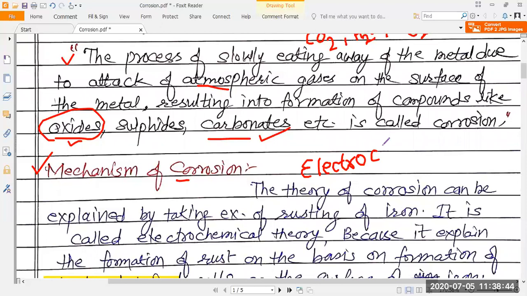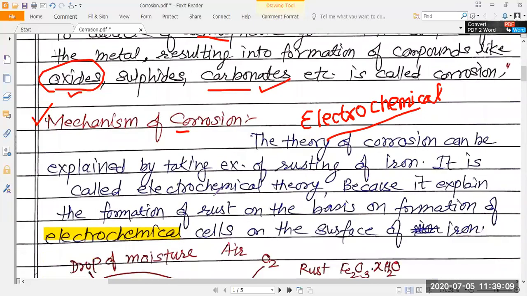So in corrosion, a number of electrochemical cells are developed on the surface of iron. In this chapter, we have to study the corrosion of iron, meaning rusting of iron only. And how the number of electrochemical cells are developed, these are some points which explain the formation of electrochemical cells on the iron surface. So the theory of corrosion can be explained by taking the rusting of iron. It is in our syllabus. Rusting of iron means corrosion of iron. It is also called the electrochemical theory.